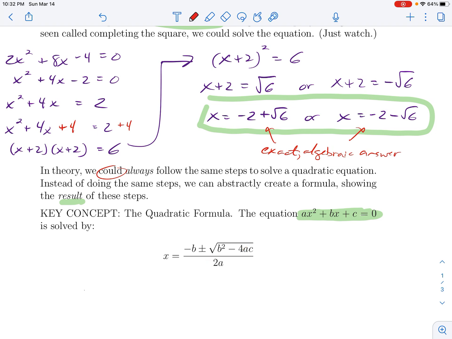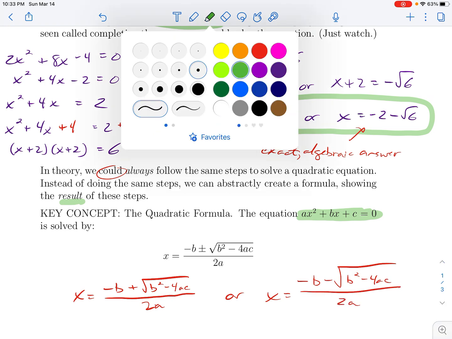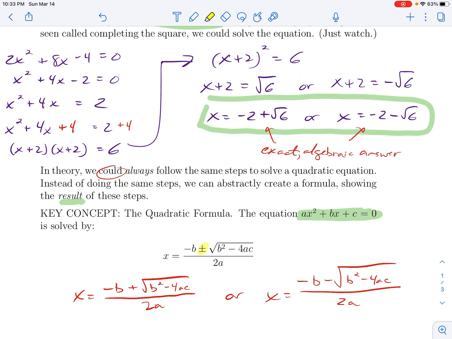The plus minus here really means there are two answers. One of them is what we would get if we put a plus there. The other is what we would get if we had a minus there. I want to emphasize it's saying there are two answers, but the two answers have a form that's so similar that we combine them with this plus or minus symbol.